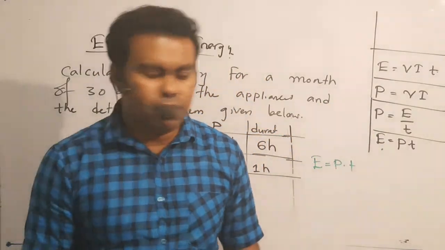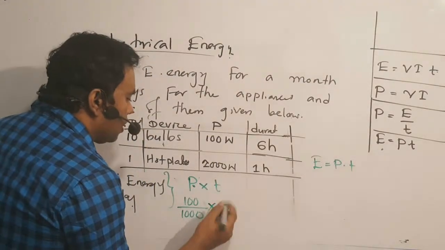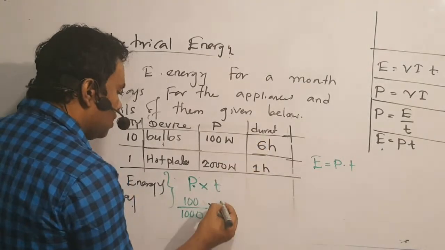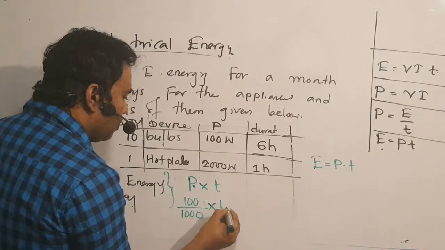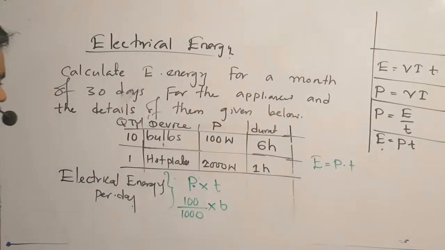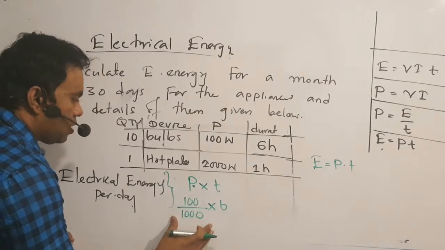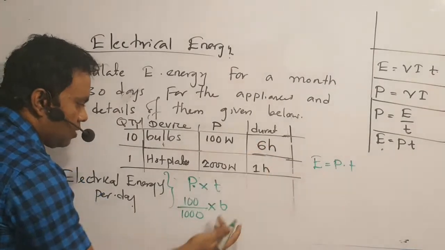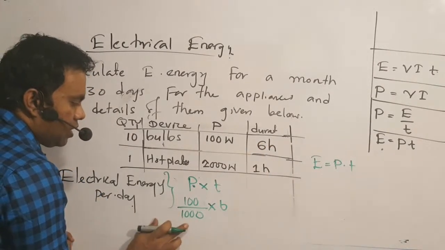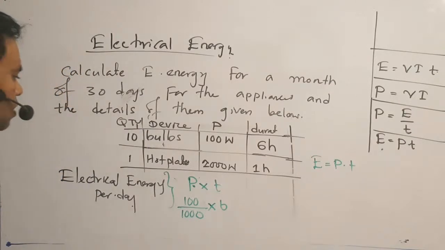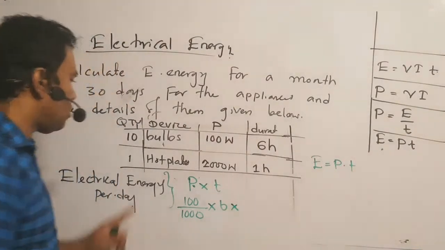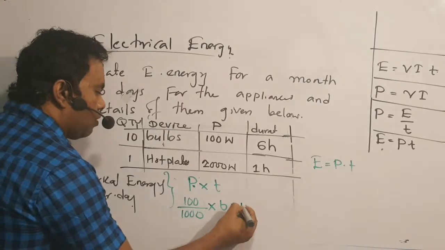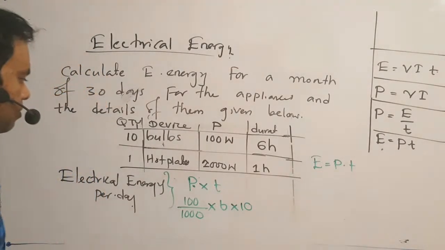Let's work out the figure. Time is 6 hours. It has already been given in hours, so no need to convert. So we put time as 6 hours. Now this watt is divided by 1000, and the hours are given directly as 6 hours, so only here there's a conversion of units. How many bulbs are there? 10 bulbs. This is for one bulb, so for 10 bulbs we multiply that by 10.